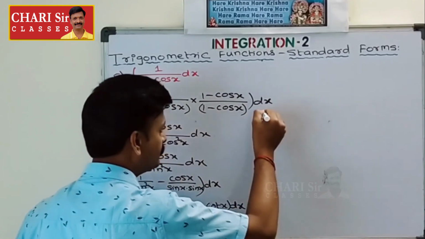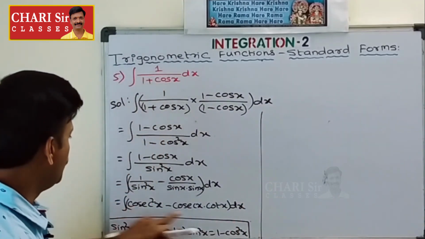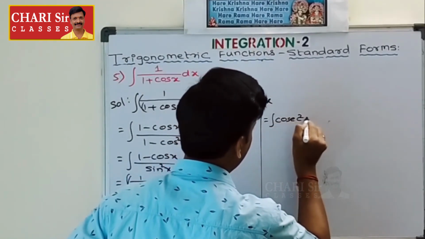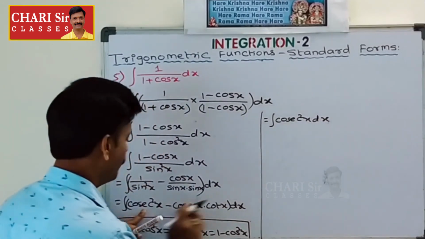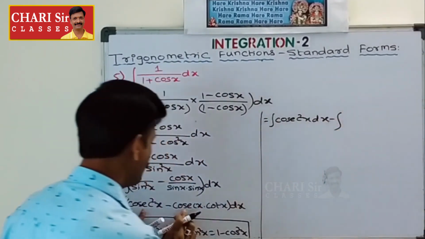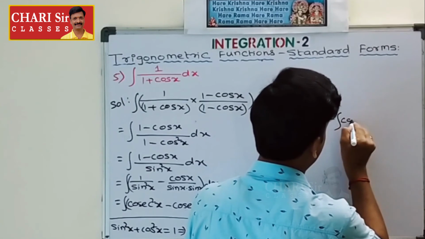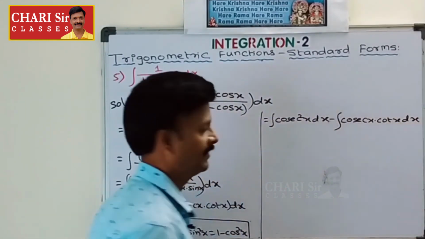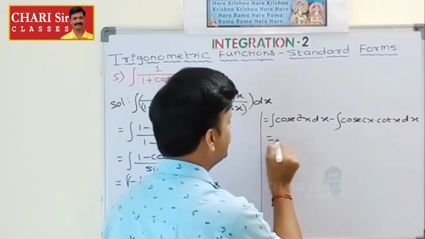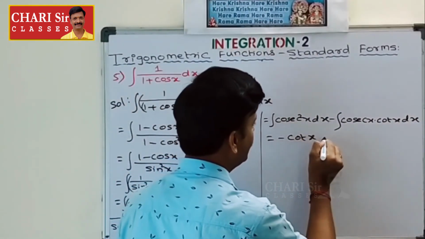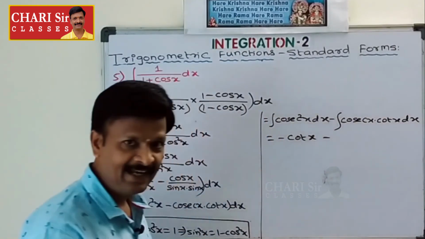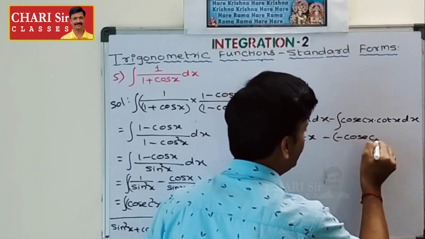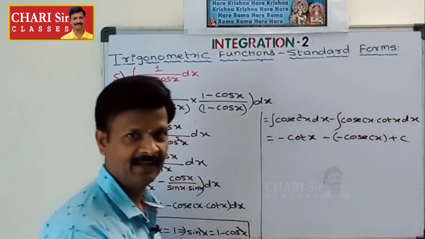Now here we will write the integrals individually. That is equal to the integration of cosecant square x dx, and minus the integration of cosecant x cot x dx. That's it. The integration of cosecant square x equal to, we know that, minus cot x, minus cosecant x cot x. The integration of cosecant x cot x is minus cosecant x. We write in the bracket, plus c finally.